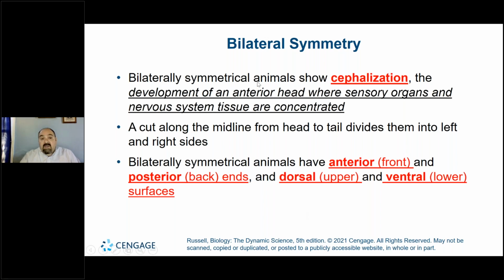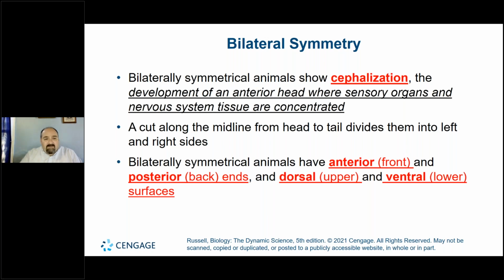animal organisms. You'll see here cephalization. So cephalization is the development of an anterior head where sensory organs and nervous system tissue are concentrated. And when you look at a human, do we not see that we have our senses for vision, for smell, olfaction, for our ability to eat through our mouth and the sensation of taste, and also for the sense of hearing and such. These are all anterior focused.